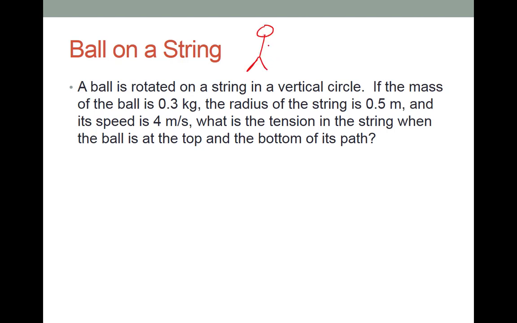What do we mean by a vertical circle? Well, here is a person, that's their arm, and they have a ball rotating in a circle on a string like this. So it's vertically oriented. Give the ground there some. So this is a vertical circle.